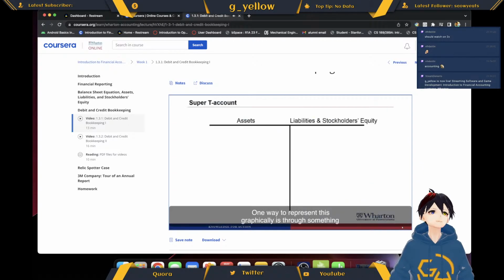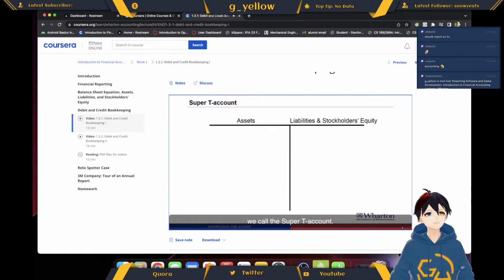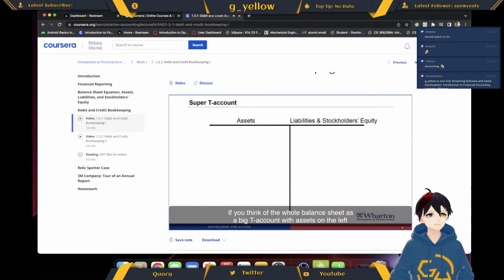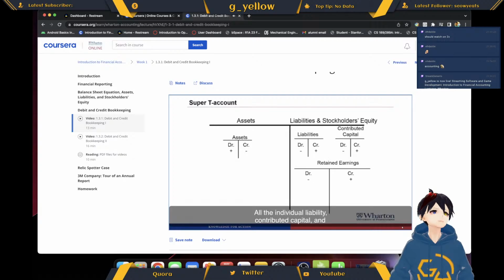One way to represent this graphically is through something we call the super T account. If you think of the whole balance sheet as a big T account with assets on the left and liabilities and stockholders equity on the right, then what you can see is all the individual asset accounts are going to be increased by debits because they're on the left side of this super T. All the individual liability, contributed capital, and retained earnings accounts are going to be increased through credits because they sit on the right-hand side of the super T.